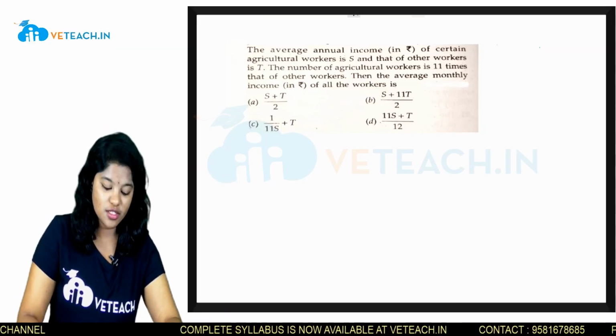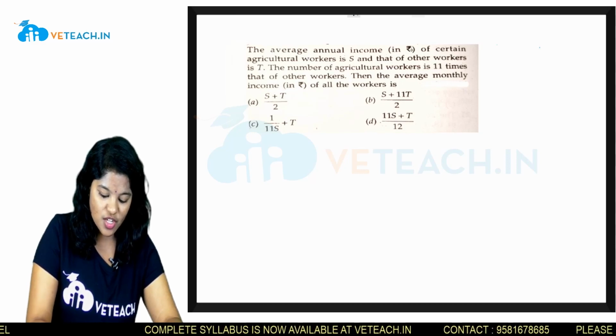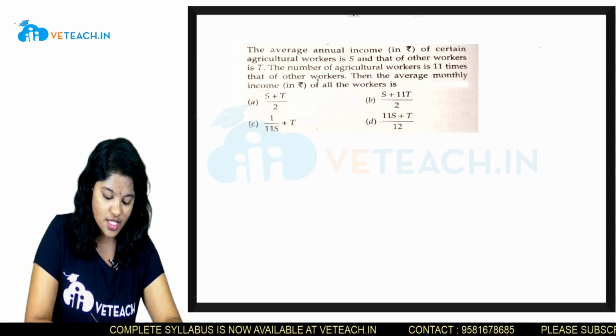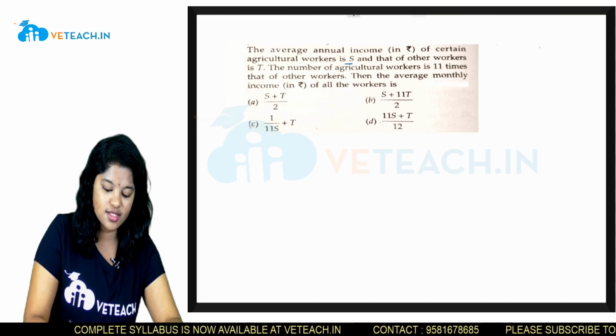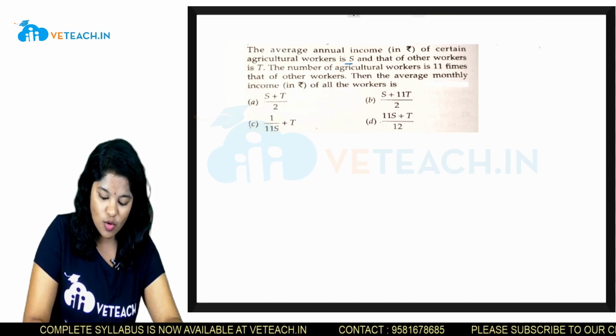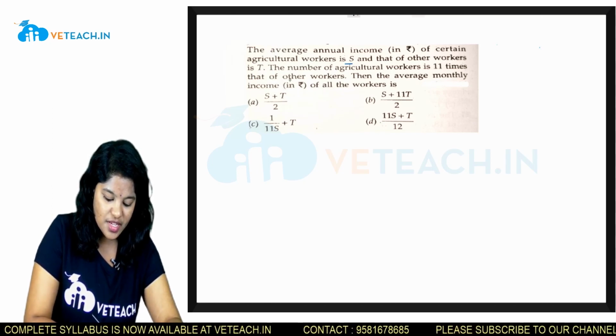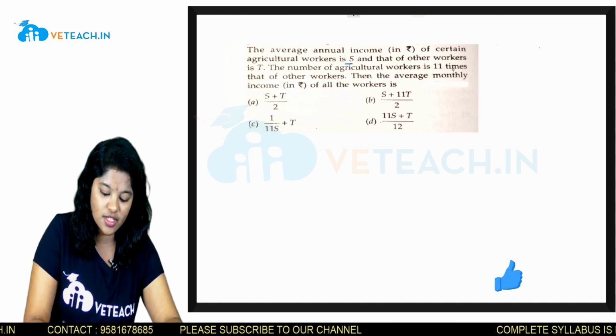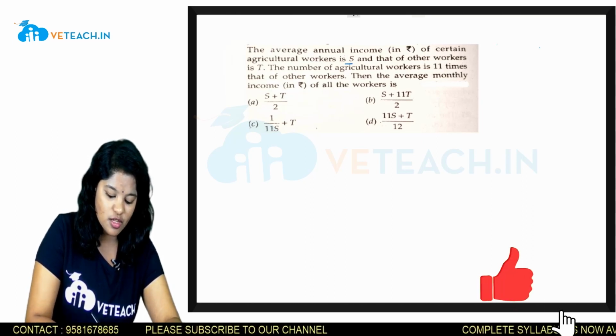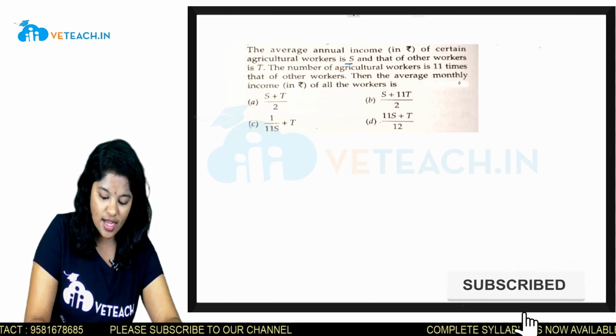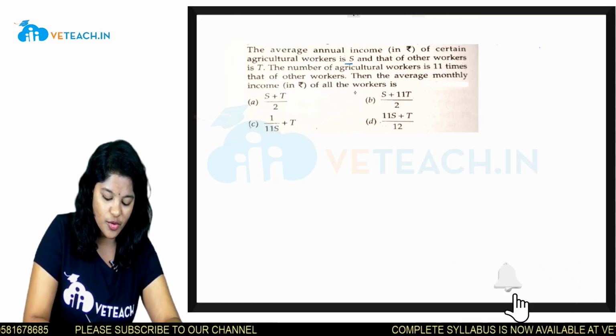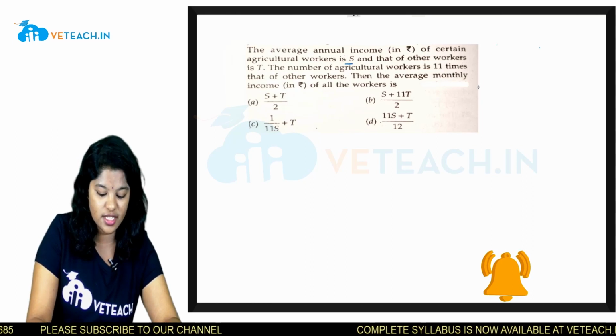Let us move into the next question. The average annual income in rupees of certain agricultural workers is S and that of other workers is T. The number of agricultural workers is 11 times that of the other workers. Then the average monthly income in rupees of all the workers is.